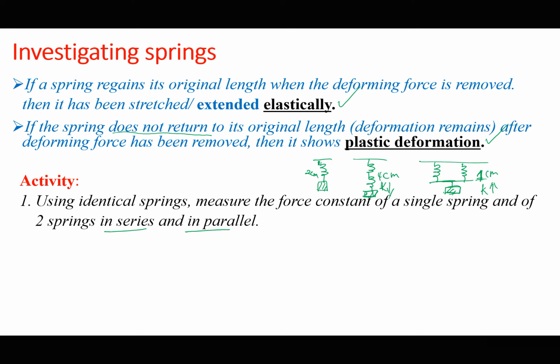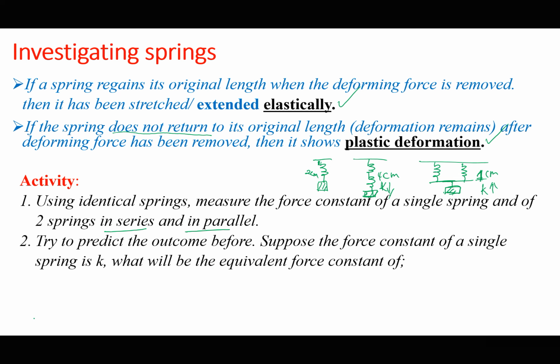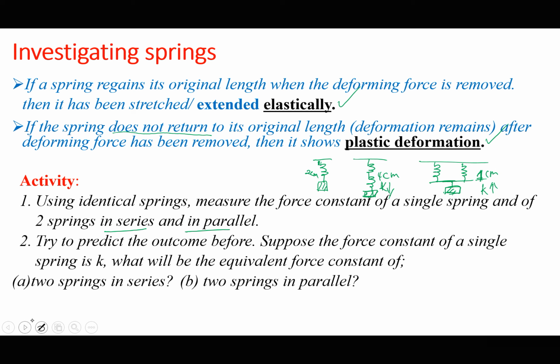So if they're in series, the force constant becomes smaller. And if they're in parallel, the force constant becomes bigger. How do we make a quantity bigger? Many times it's going to be by addition. And how do we make a quantity smaller? Many times it's going to be by using the reciprocals, as we are going to see, but we shall investigate that. So you can try to predict the outcome before doing the experiment. Suppose the force constant of a single spring is K. What would be the equivalent force constant of two springs in series and two springs in parallel? You can try to predict what happens.